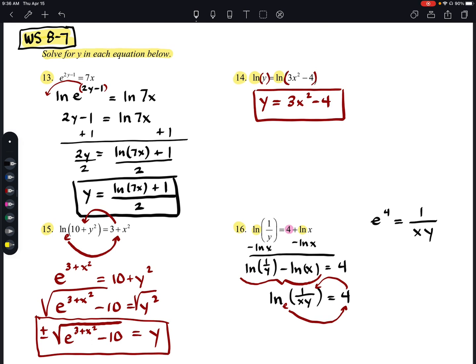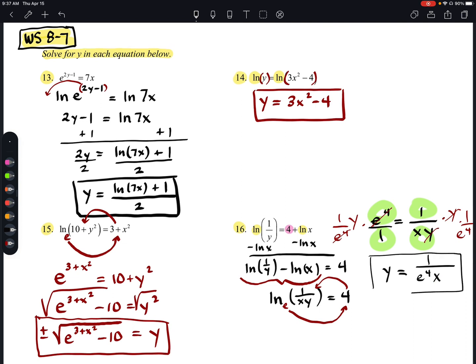And the way I view it here is like it's a proportion. Again, I'm going to just use my properties of proportions. So if I want to get y out of the denominator, I would multiply times y on each side. And if I'm trying to get rid of the e to the fourth, I'm going to multiply both sides by 1 over e to the fourth. What's that do? Well, on this side, it cancels out the e to the fourths. On this side, it cancels out the y's. And when we put it all back together, we're going to have y equals 1 over e to the fourth times x. And that is our answer.